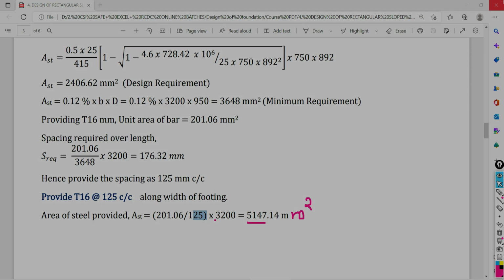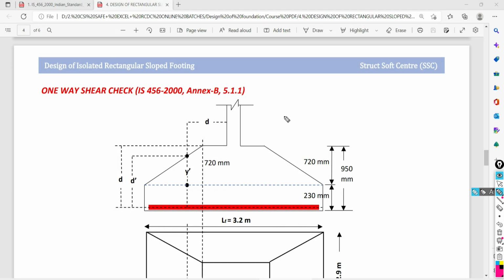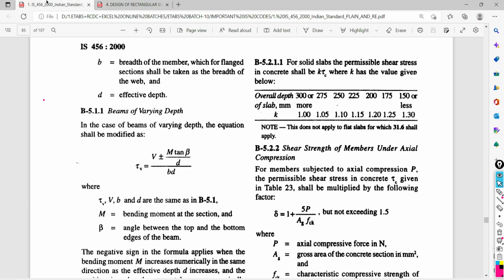Now, for the decided depth of the foundation, we have to perform the checks against shear. And there are two types of these shear checks. One is the one-way shear check, another one is the punching shear check, or we are calling it the two-way shear check. So, one-way shear check. For performing the one-way shear check, we are going to follow the IS 456-2000 Annex B 5.1.1 clause. So, look at what this clause is saying.